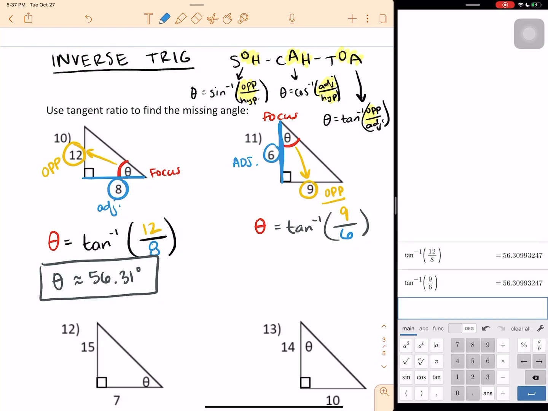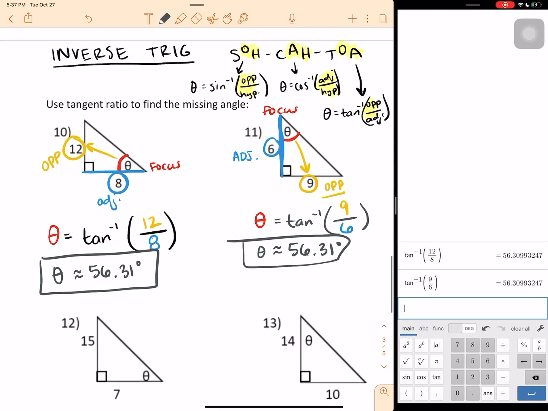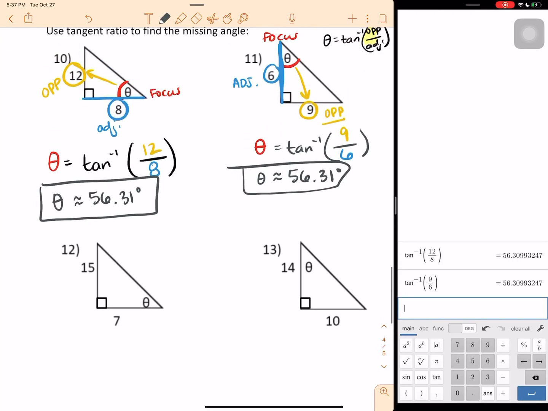Which is again, wow, that's a coincidence. So it's pretty much the same type of ratio. So here it is again. Theta is about equal to 56.31 degrees. That is a huge coincidence. I don't know if that was meant to happen on this worksheet. I didn't notice that.